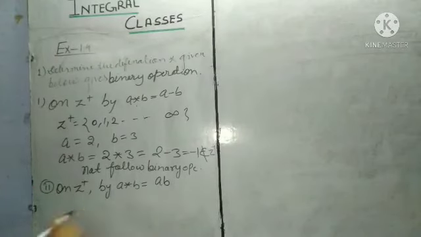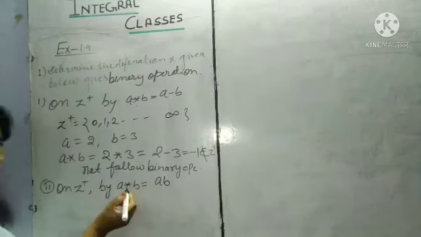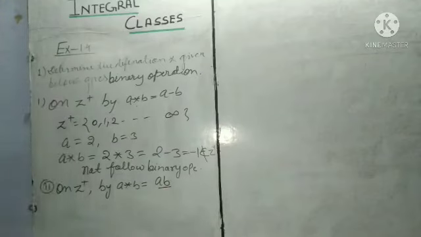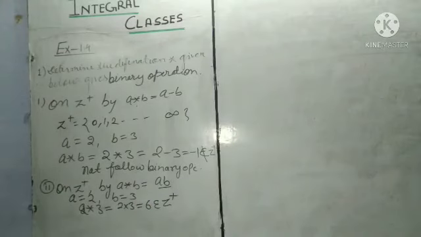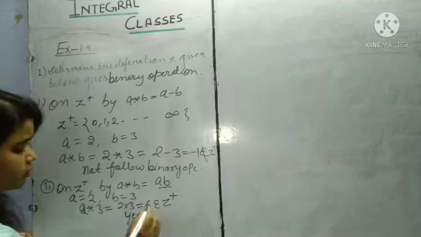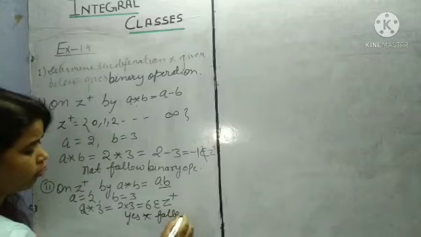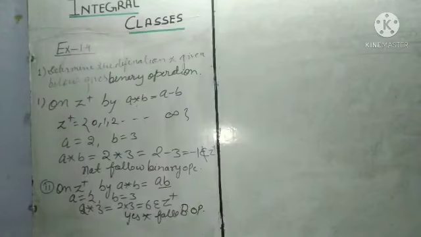Now question number second. Again we are given binary operation a star b equals ab. It means if we apply the binary operation, we will get the product of those numbers. Again we take a equal to 2 and b equal to 3. Now 2 star 3 equals 2 into 3 equals 6, which belongs to Z plus. So yes, it follows binary operation.